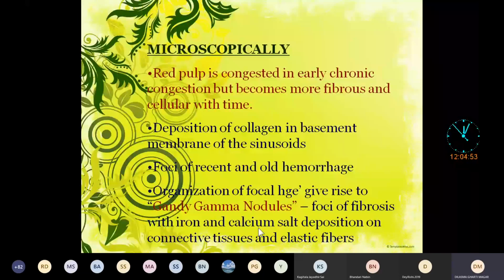Usually whenever the splenic question comes, this may be asked: what do you mean by Gamna-Gandy nodules? That may be asked, and then what is deposited and how it is formed. At that time you have to say that it is because of fibrosis together with iron and then calcium salt deposition.